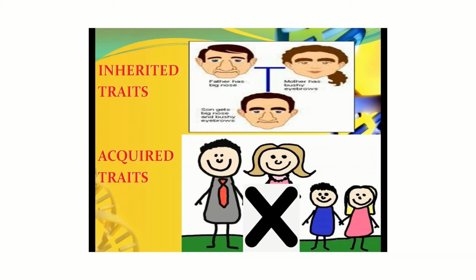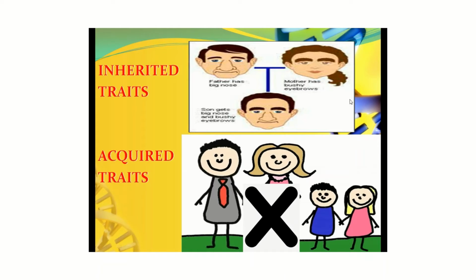So you can see here father is having a big nose and mother is having the bushy eyebrows, and the son is getting both the characteristics from the parent. So such kind of traits that can be passed from one generation to another is called as an inherited trait. So inherited traits can be passed from one generation to another generation.